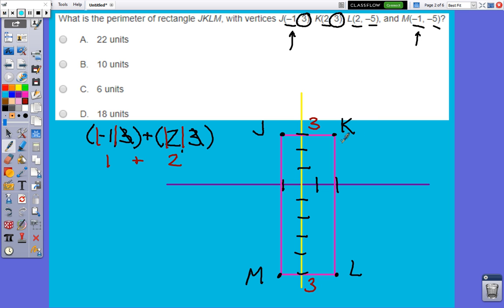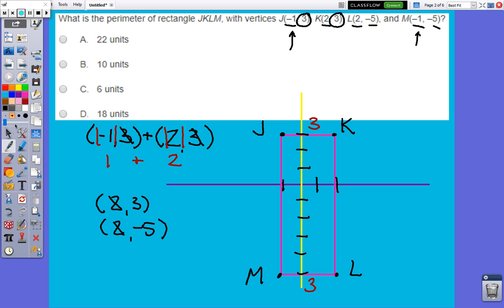Now I go down here and I have K and L. Let's take a look at points K and L. K is at (2, 3) and L is at (2, -5). First thing I notice, they're in different quadrants, so I'm going to look at the intercepts. I notice that the x-values are the same. We don't need those. We're going to focus on the y-values. Because they're in different quadrants, rather than subtracting them, I'm going to add their distances.